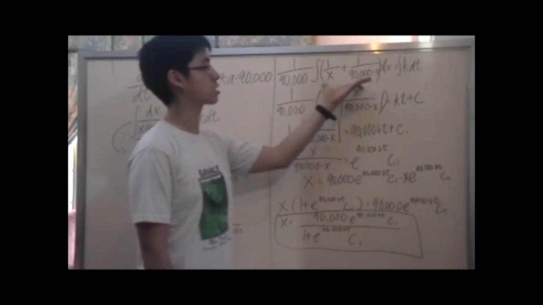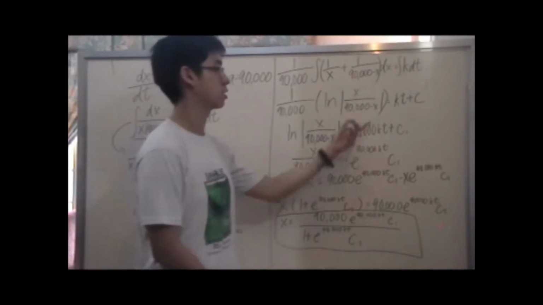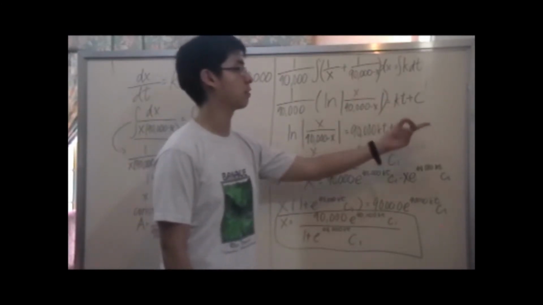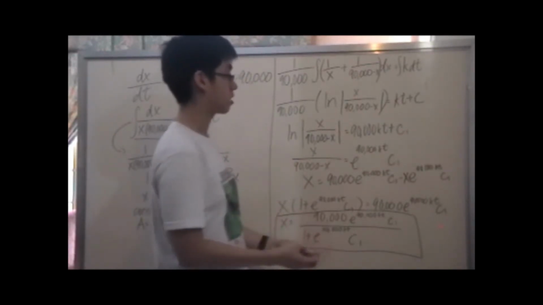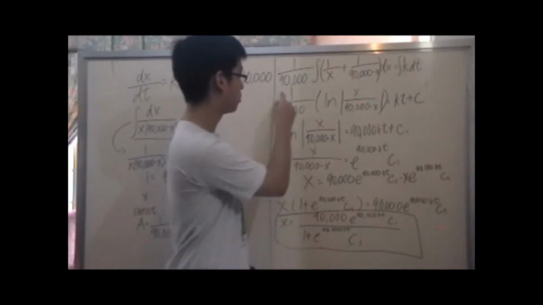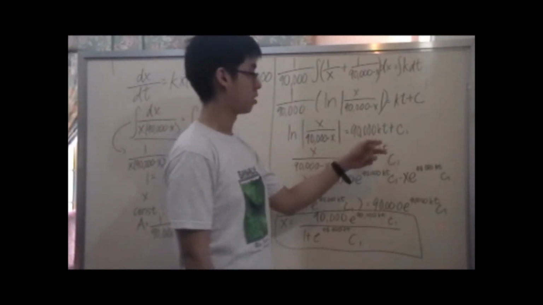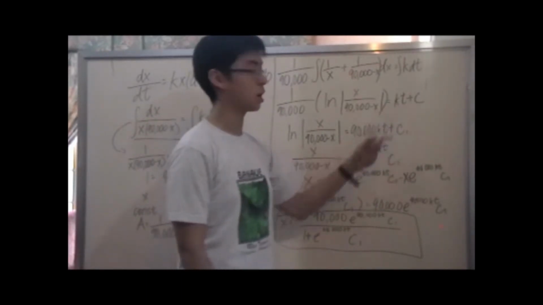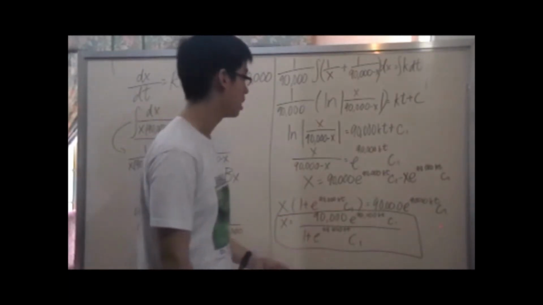Integrating this gives us ln of x over (90,000 minus x), since it is a subtraction of two logarithms, so we can shorten it to this form. Integrating the right side gives us kt plus C. If we multiply 90,000 on both sides, we remove the 1 over 90,000 on the left side, and on the right side we get 90,000 kt plus C1. C is an arbitrary constant, so we can just name it C1.